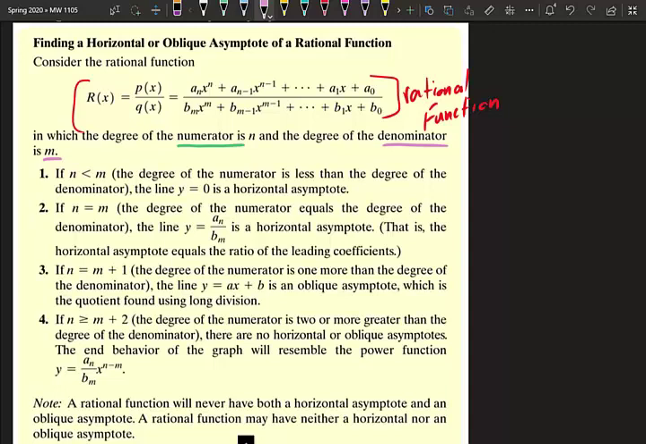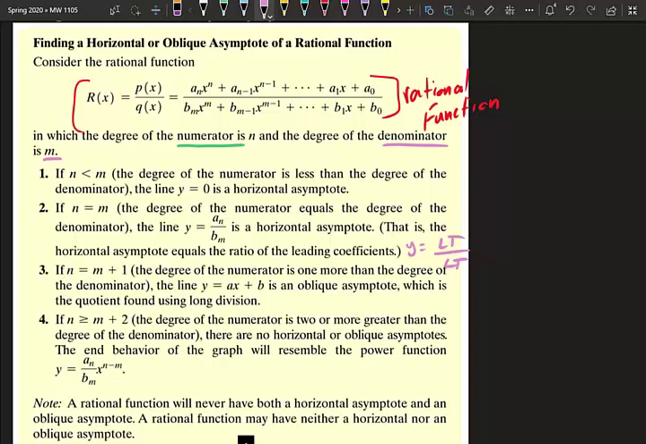You don't need to do anything. It just is. If the degree of the numerator equals the degree of the denominator, your horizontal asymptote is leading coefficient over leading coefficient. I like to say that it is LT over LT, leading term over leading term. Things are going to cancel out. You're going to be left with the coefficients, but you'll see why in a second.